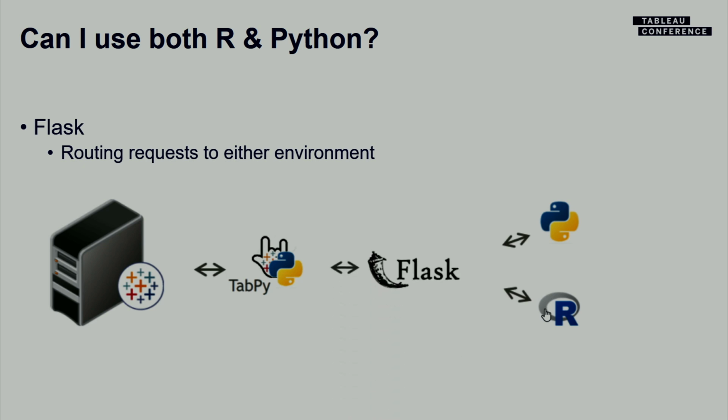Based off of those naming conventions, Flask will send those requests to both Python and R. The results are coming back in Flask, back to Python, and then straight into Tableau Server. So it is definitely possible to use both of these platforms at the same time.